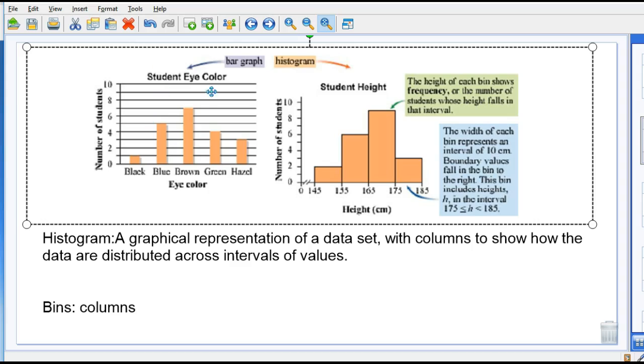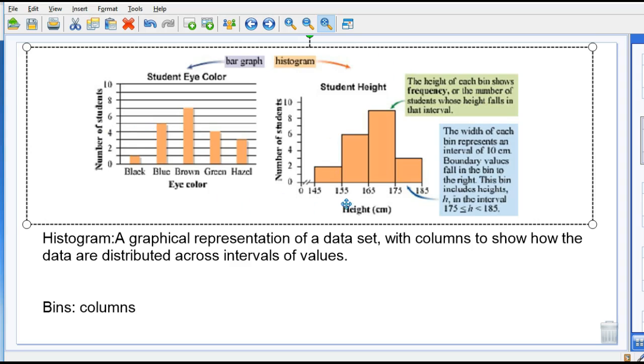We're talking about student eye color. This is a bar graph right here. The bars of the bar graph indicate categories, meaning what kind of eye color there are: black, blue, brown, green, hazel. How many data items either have the same value or a shared characteristic. How many students have brown eyes. The bins of the histogram indicate how many numerical data values fall within a certain interval.